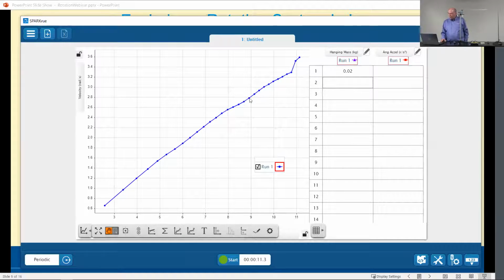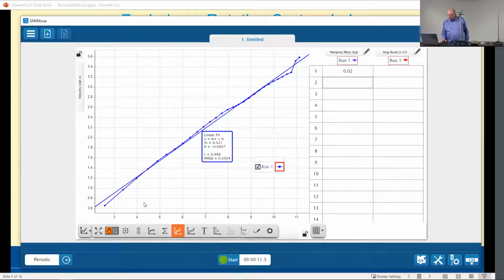What I found is the air resistance affects the lower mass trials a little bit more. It seemed wrong to me because it goes faster for the higher mass ones, but compared to the amount of torque being applied, the air resistance is more of an effect at the lower torques. So I want to get the slope of this. If I just click the linear fit tool, it's a pretty good slope.